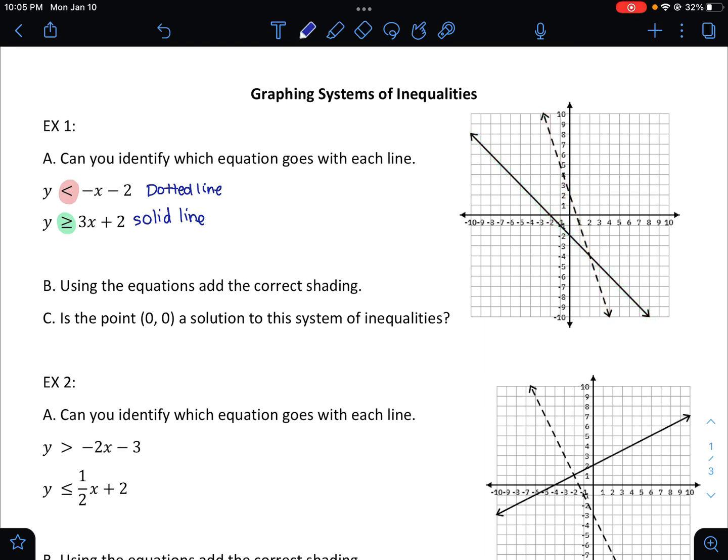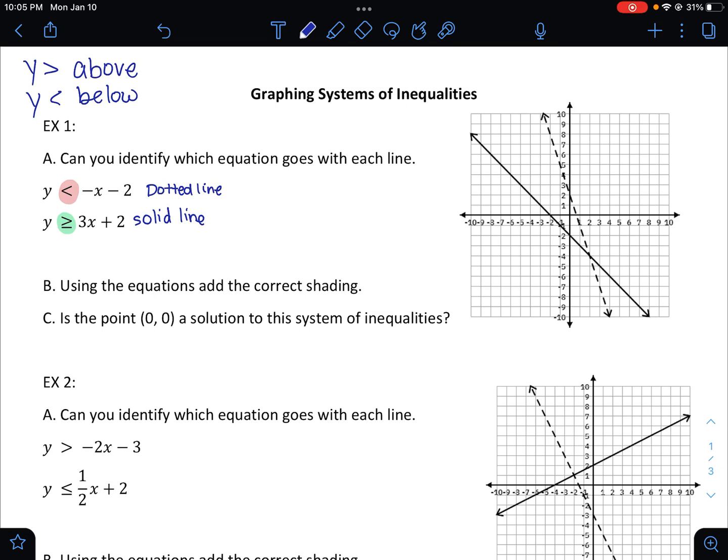Now that we know that, we're going to use the equations and add the correct shading. As a reminder, when it opens towards the y, doesn't matter the sign, if it has a line or no line, you're going to shade above. When it opens away from the y, you shade below.